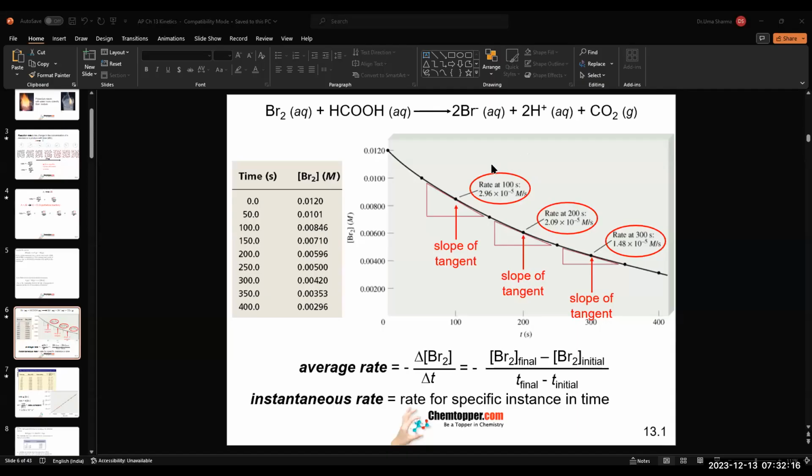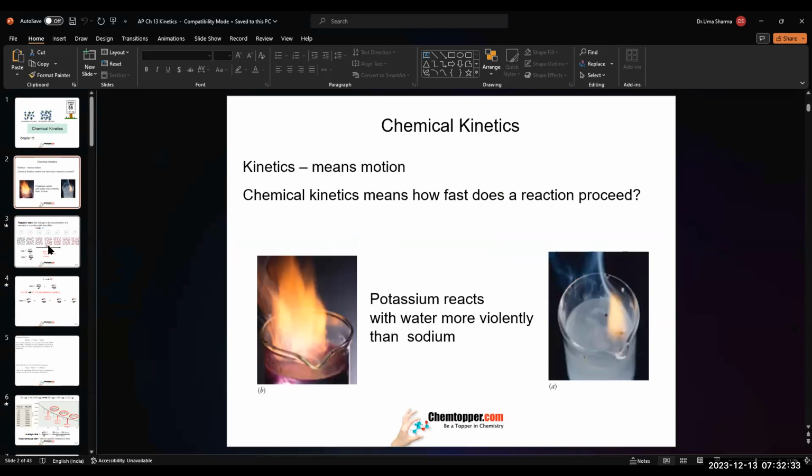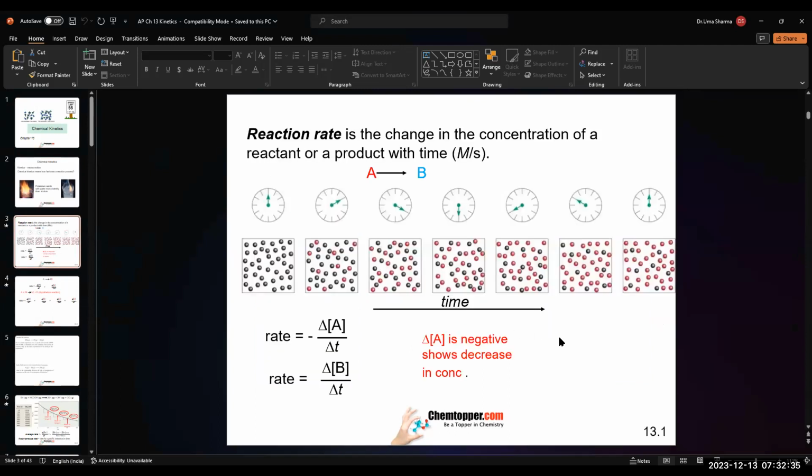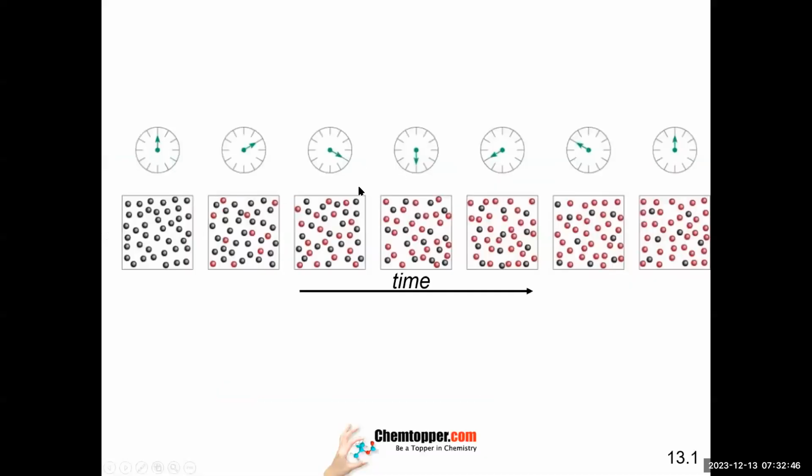So we were doing kinetics, and this is a very small unit, but very important. It's going to dominate in your exam. And you can see here, I think I already started this unit, and I told you about the rates of the reaction. So what is the rate? Change in concentration per unit time. What are the units of rate? Molarity per second. So all these things we did in the last class.